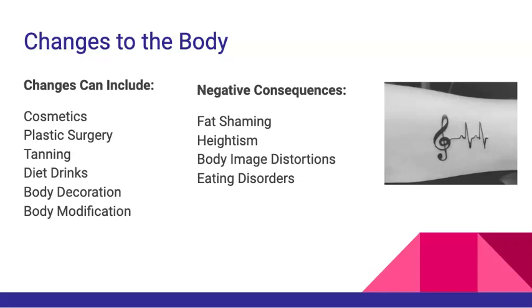Changes to the body, I've kind of already talked about some of these: cosmetics, plastic surgery, tanning, some people will say using diet food, diet drinks, body decoration, body modification. Some of the negative consequences that we see from emphasis on the ideals of beauty could be fat shaming, heightism, body image distortions, and eating disorders. So it's just good to be aware of some of the negative consequences from ideals of beauty and beauty expectations in our society.